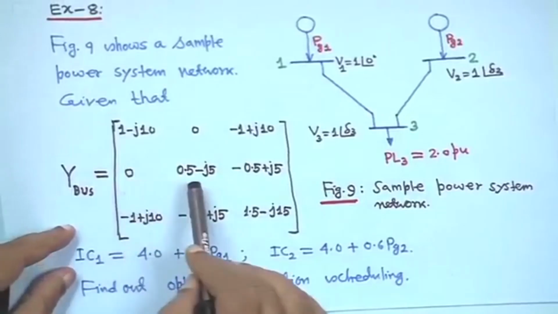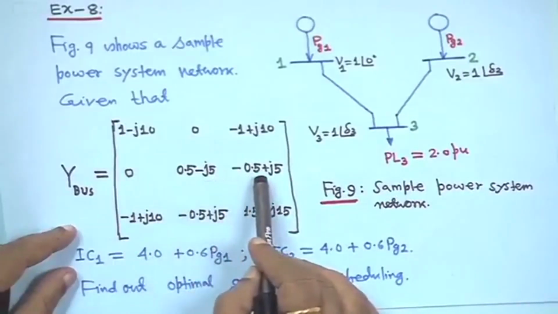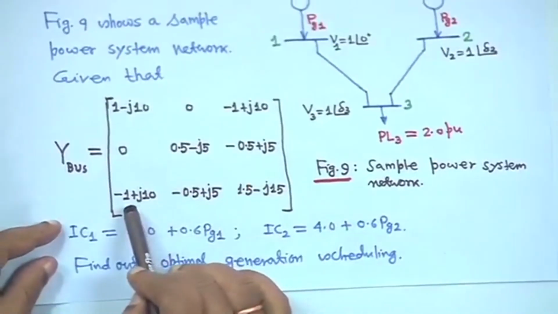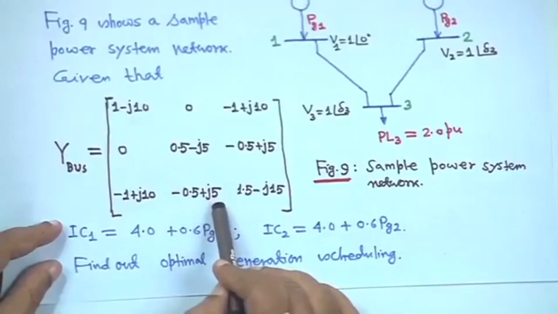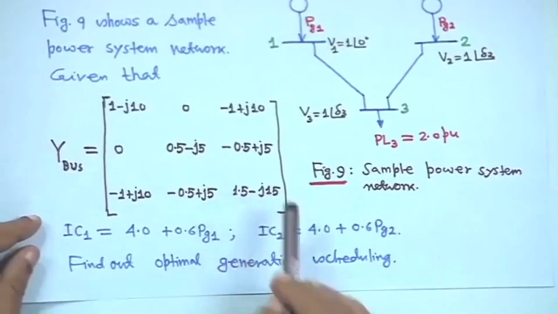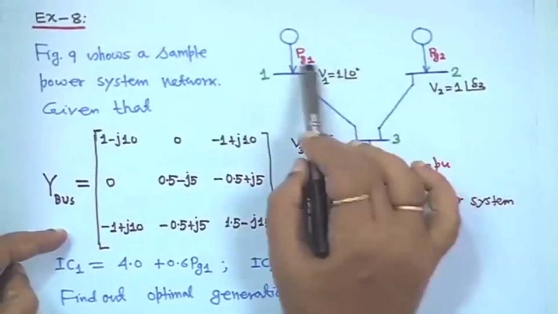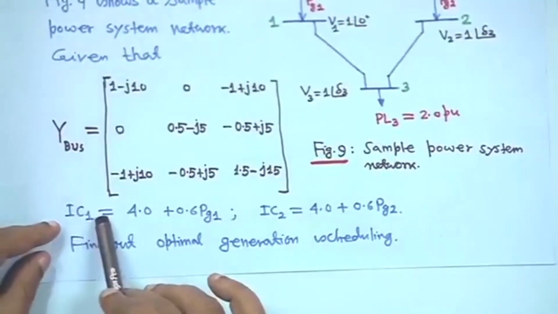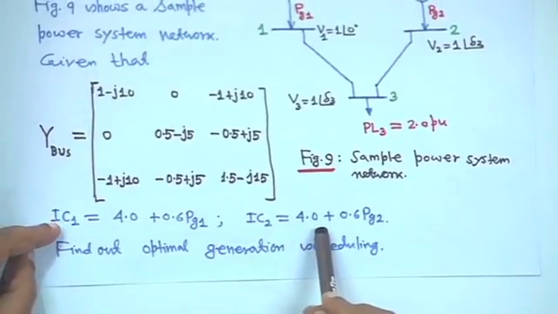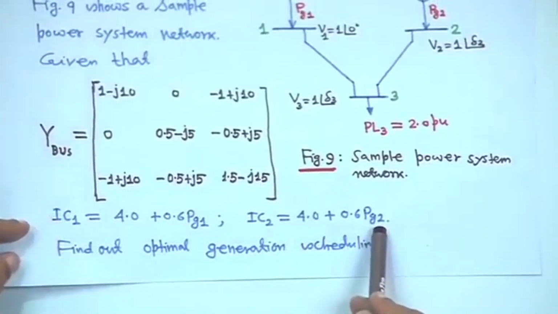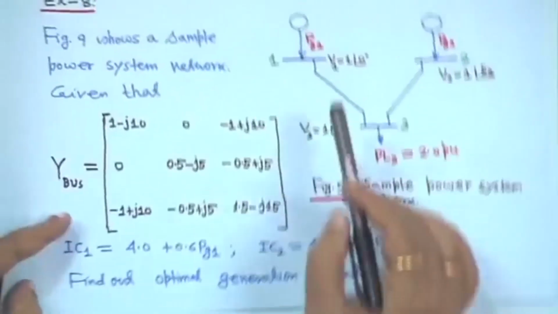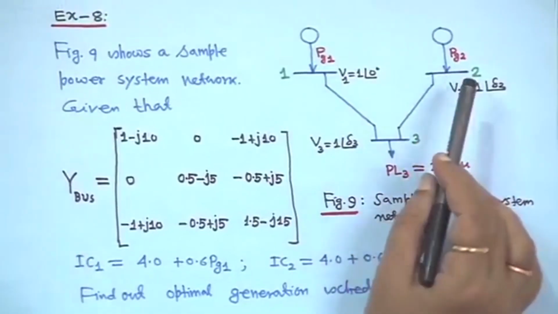Similarly, this is 0, this is 0.5 minus j5, this is minus 0.5 plus j5, and again Y13 and Y31 are the same. So, minus 1 plus j10 minus 0.5 plus j5, and this is 1.5 minus j15. This Y bus matrix is given, and for these two units the incremental cost characteristics are given: IC1 is equal to 4 plus 0.6 Pg1, and IC2 is equal to 4 plus 0.6 Pg2. You have to find out the optimal generation scheduling, that is, you have to find Pg1 and Pg2.